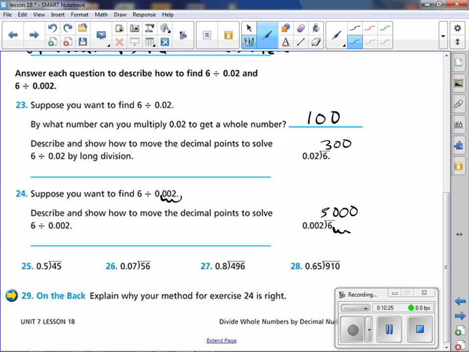1, 2, 3 places. Okay, I want you guys to try out 25 through 28, and we'll share those out in class along with the other answers from Puzzled Penguin and our discussion question.